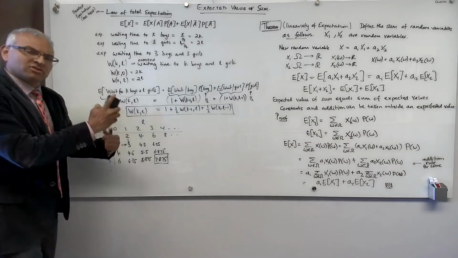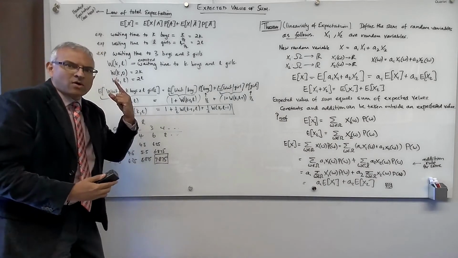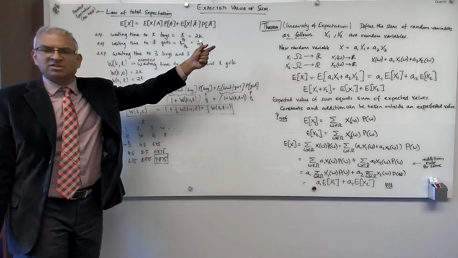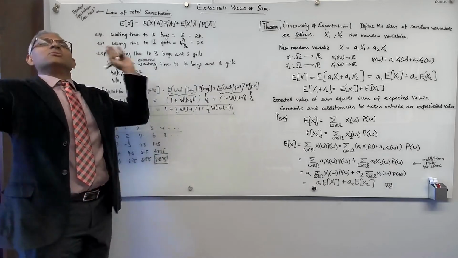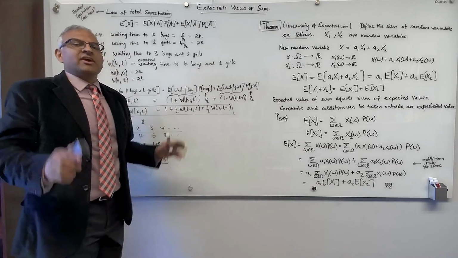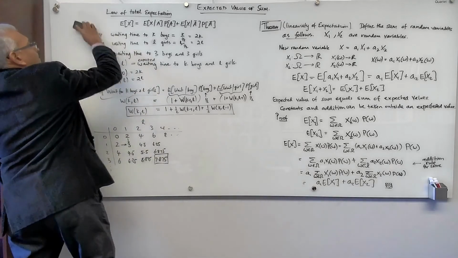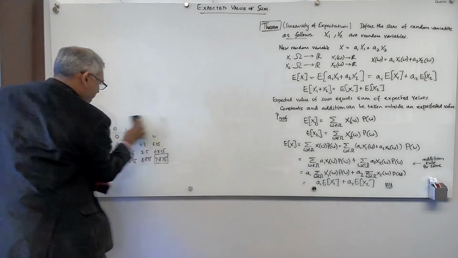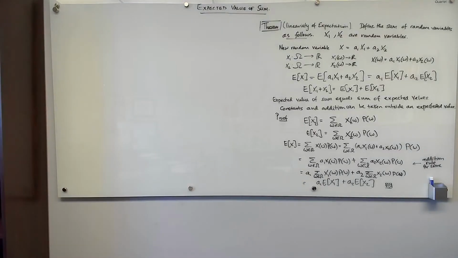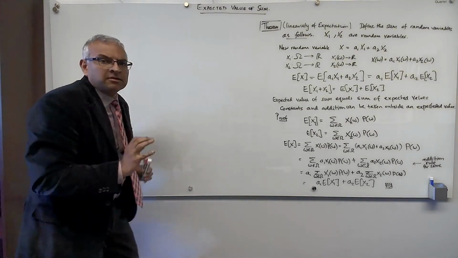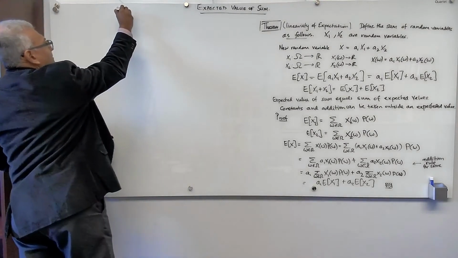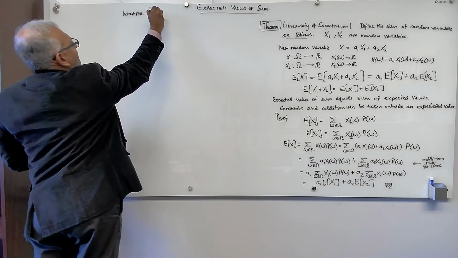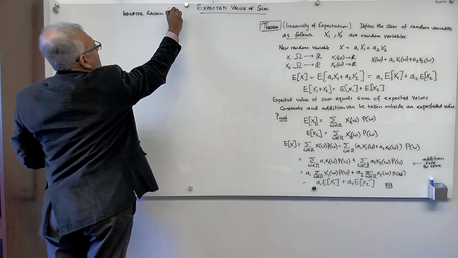So that's an example of the build-up method for computing expectations. Now, I want to tell you about indicator random variables. And when used with this theorem, that the expected value of a sum is the sum of expected values, very powerful, very surprising, very stunning results can pop up. Indicator random variables.